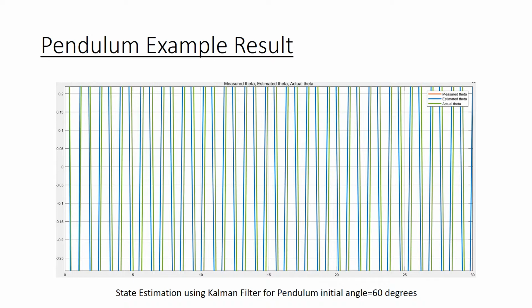So we can say that the Kalman filter works very well when the system has a linearized model, but it can give us wrong estimations when the system has some non-linearities associated with it.